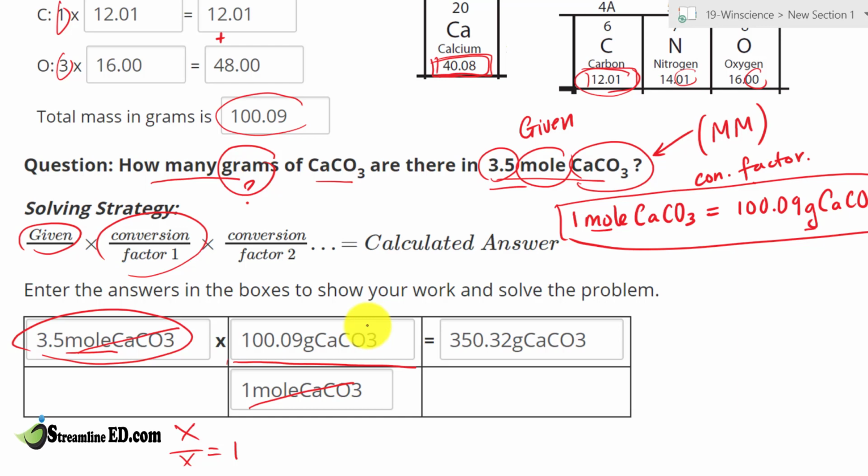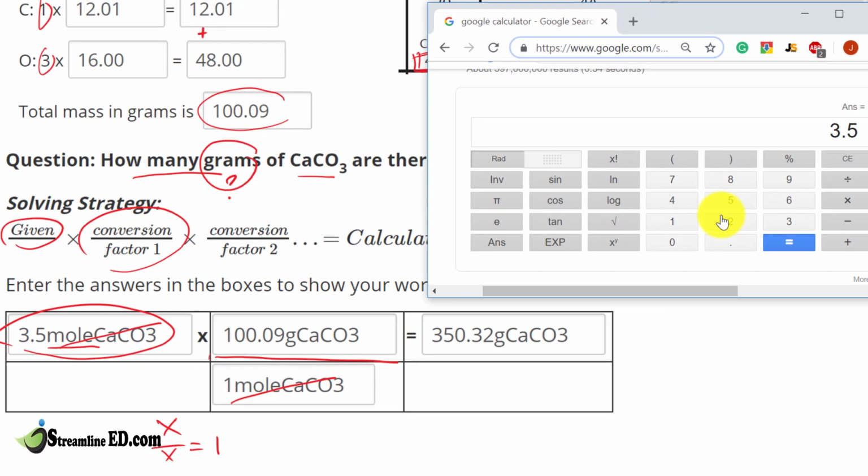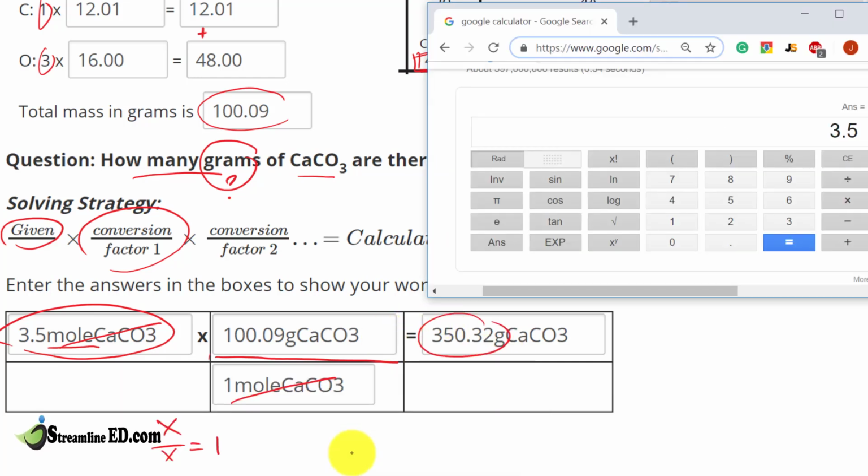And if we take this and plug it into our calculator, we're going to use a Google Calculator. And let me plug this in for you. 3.5, okay? We multiply everything on the top and divide everything on the bottom. So let's try this one. 3.5 times, notice how the mole is gone, so we don't have to worry about that, 100.09 grams of calcium carbonate, and divided by 1. Well, anything divided by 1 is the same thing as multiplied by 1, is equal to itself, and enter.